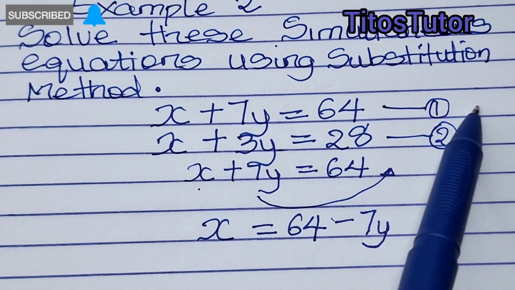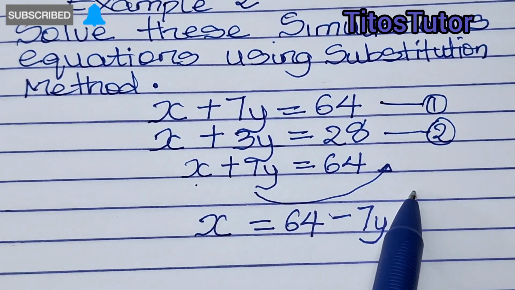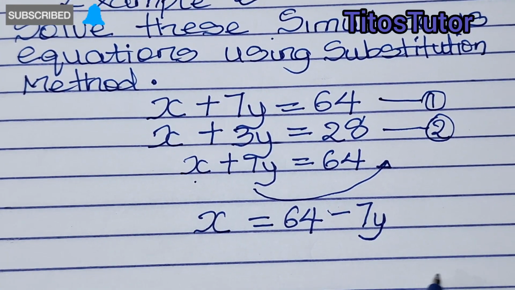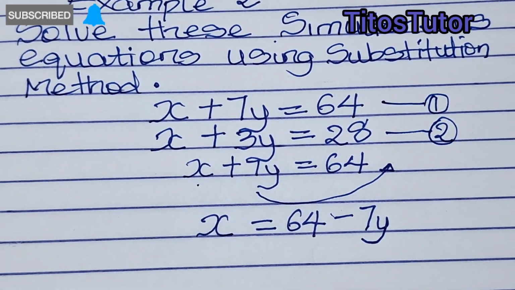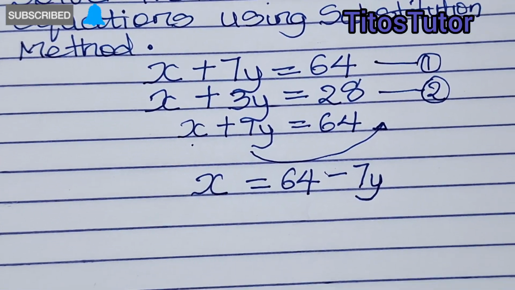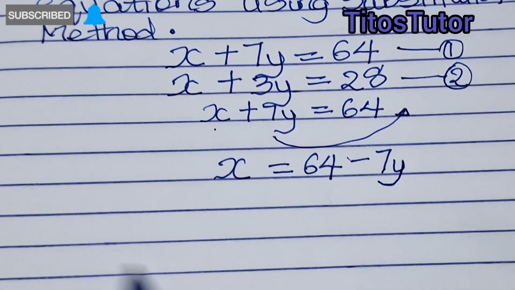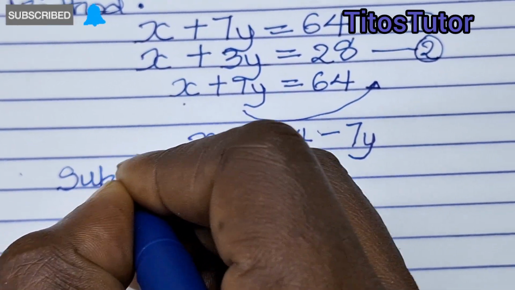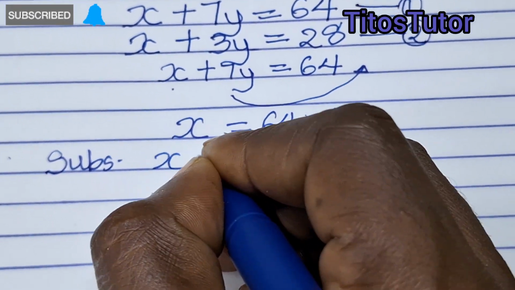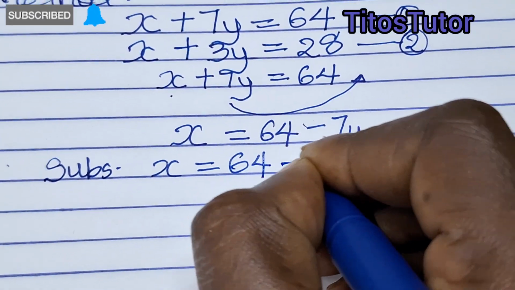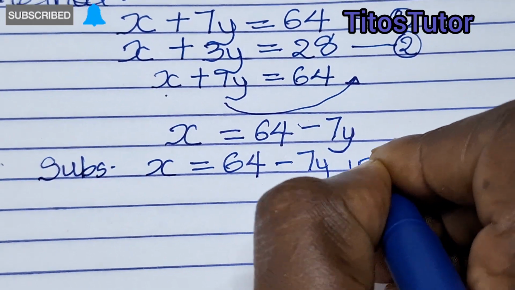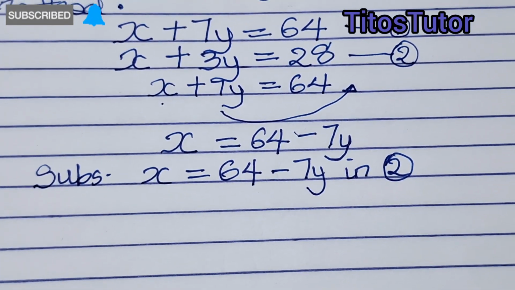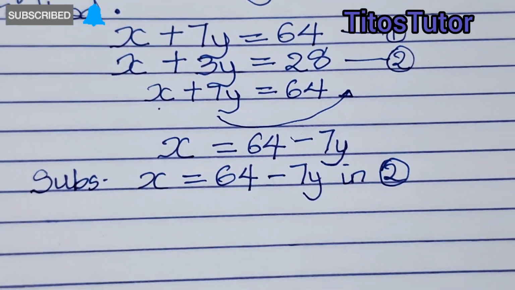I cannot substitute it back into equation 1 because I made it the subject of the formula from equation 1. So it is mathematically wrong to substitute it back into equation 1. Okay, so here's what I'm going to do. I'm going to say substitute x is equal to 64 minus 7y in equation 2. I'm substituting it in equation 2.